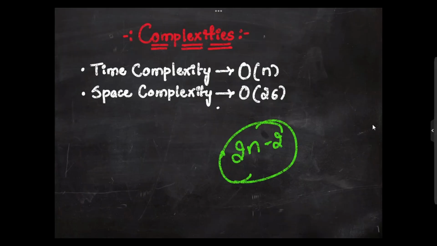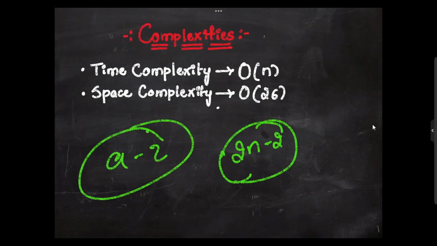And what about the space complexity here? The space complexity would be big O of 26, or we can just say big O of 1. Why is it big O of 26 here? At most 26 lowercase keys will be stored in the map. A to Z we are speaking of. So the time complexity would be big O of n, and the space complexity would be big O of 26 for the code that we will be writing. I hope the approach as well as the complexities are completely clear.